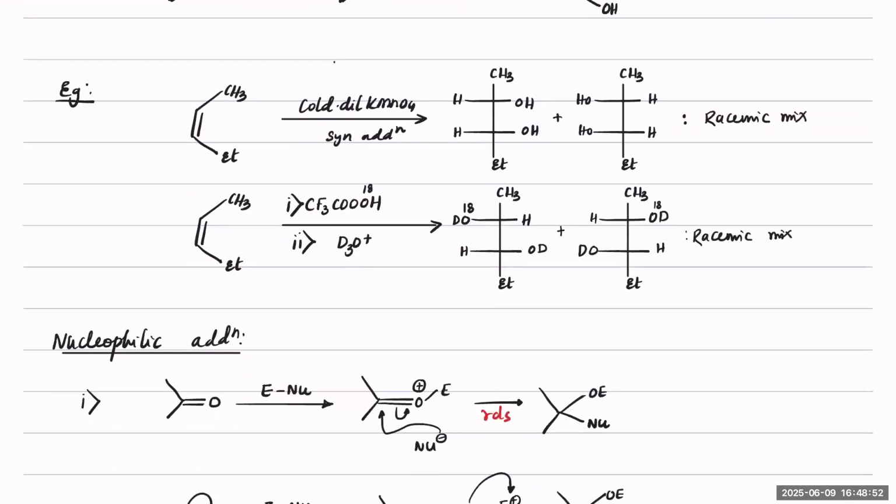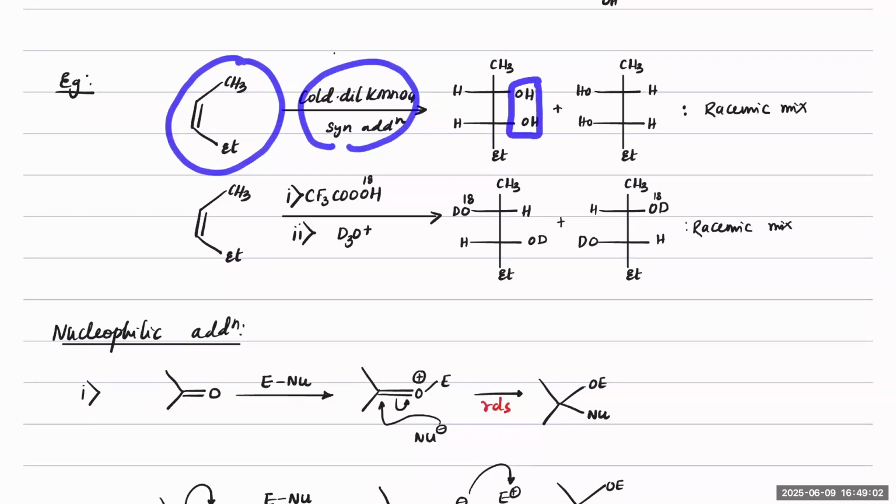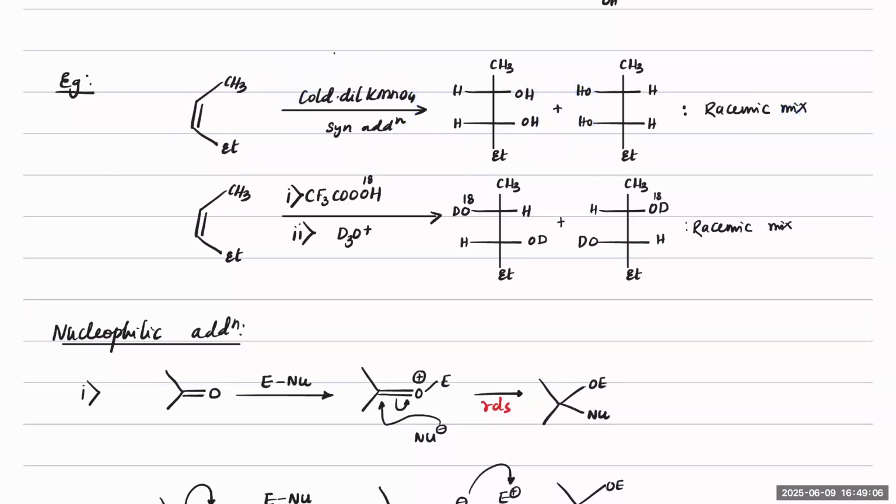But if I use cold dilute KMnO4, it is always a syn addition. So you can see this product. I took a cis molecule. I make a syn addition. I should get erythro. So you can see OH and OH are on the same side. So overall, I'll get racemic mixture.